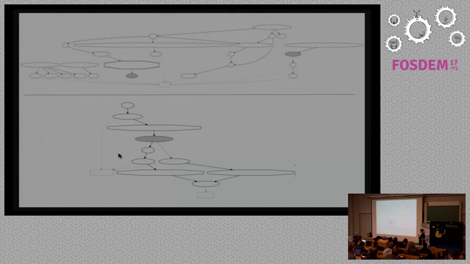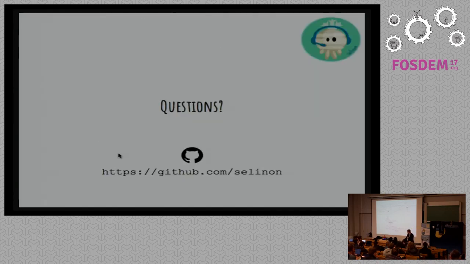This is an example. Selinon is currently used at Red Hat, and here is an example of flows that we have. As you can see, they can be complex and they can be nested one inside another, so things may be quite hard to understand at first.